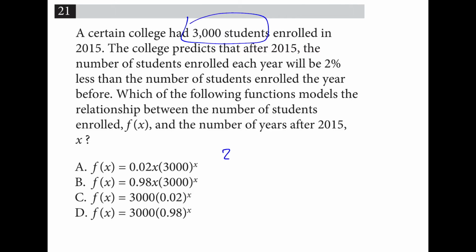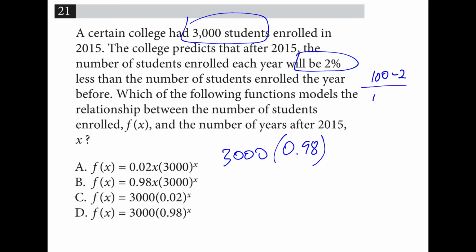3,000 students initially. There's going to be a decline of 2%. So I'll multiply that by 0.98, or 100 minus 2 over 100. And t, or I guess x, for the number of years after that.